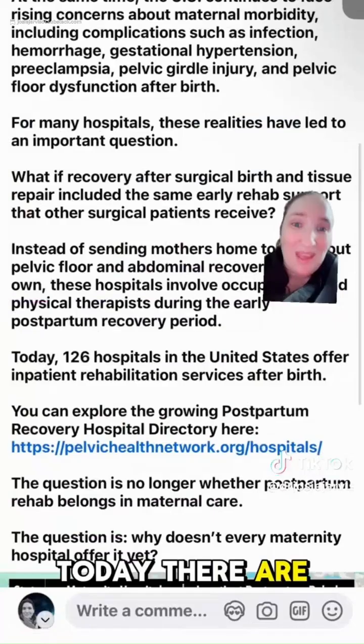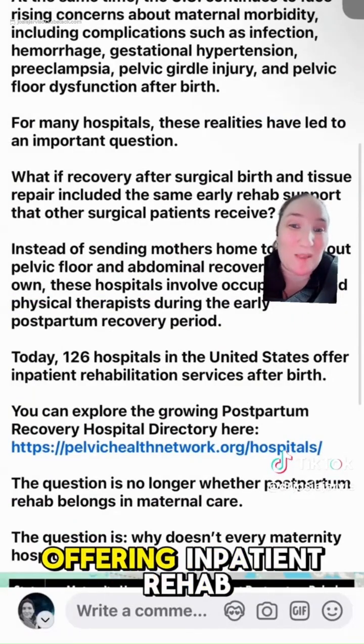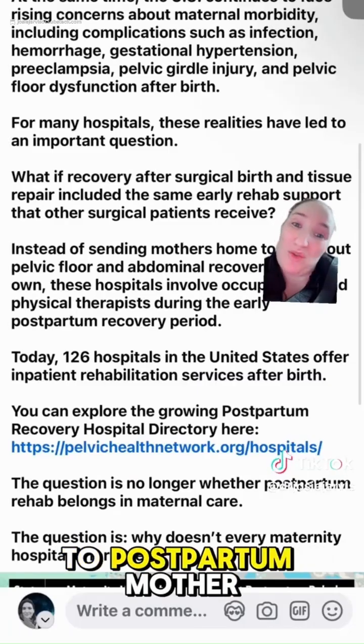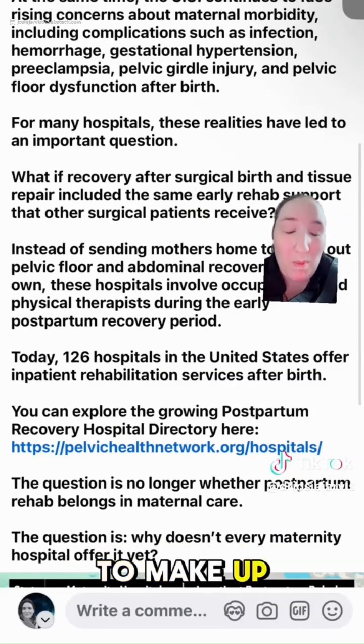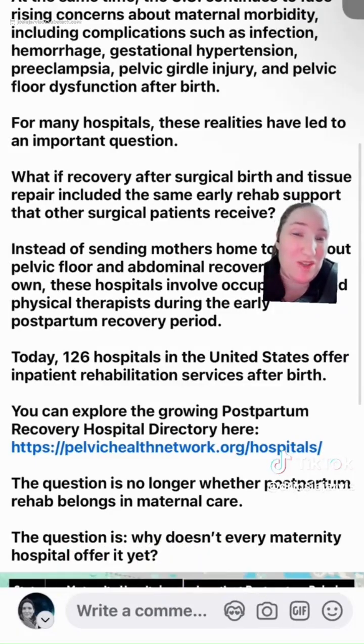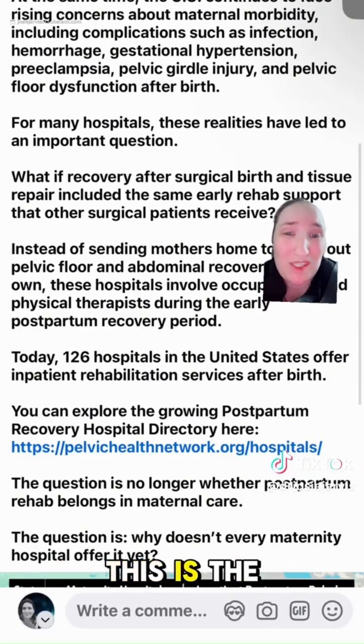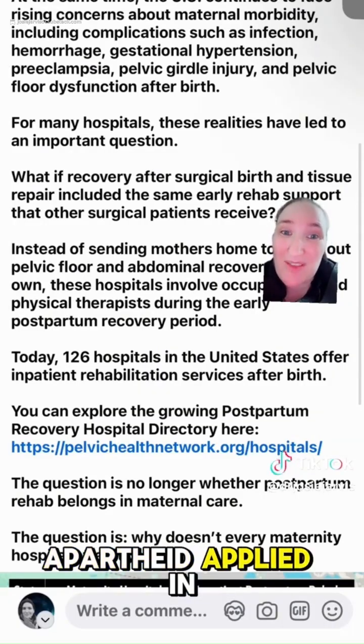Today, from this activism, there are 126 hospitals currently offering inpatient rehab to postpartum mothers to make up for these disparities, addressing barriers to occupational engagement and justice, and securing and creating new markets for reimbursable therapy services. This is the importance of occupational apartheid applied in real life.